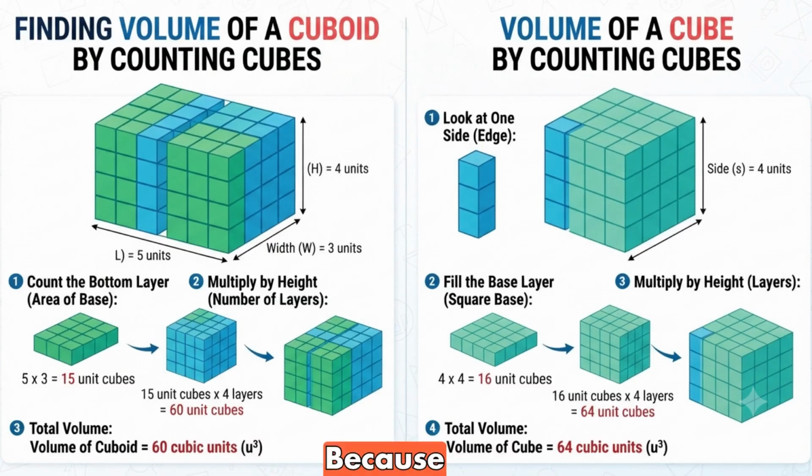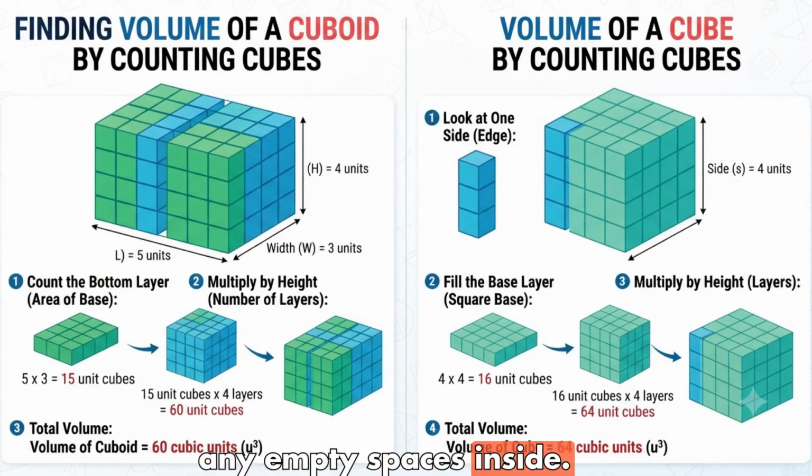Fill the height. Because it is a cube, the number of layers is the same as the number of blocks on an edge. Multiply the number of blocks in your bottom layer by the number of layers. Essentially, you are counting how many total unit cubes are needed to build the entire solid shape without leaving any empty spaces inside.